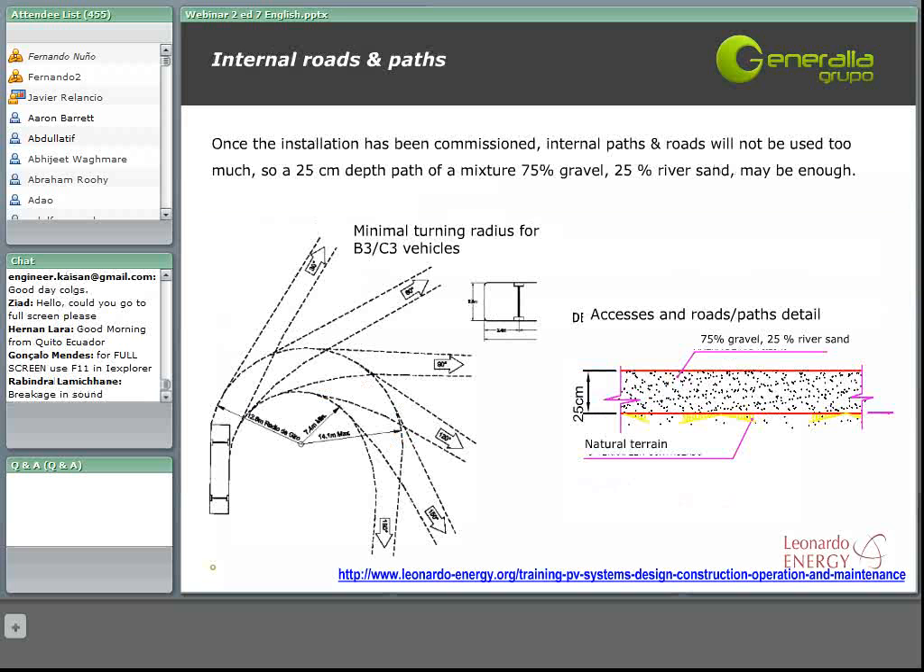Here you have a draft on the radius of a track. About the material to be used for these roads and paths, we can use gravel and river sand in the proportion that is shown in this slide. Once the installation has been commissioned, the internal paths will not be used too much.